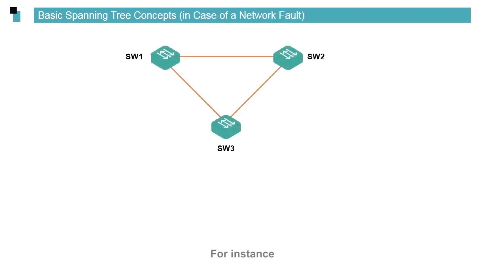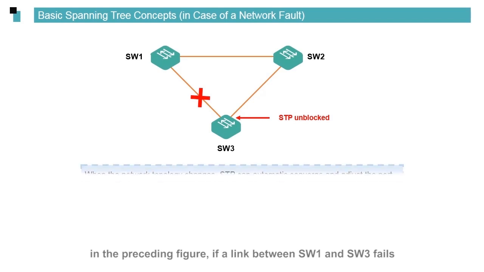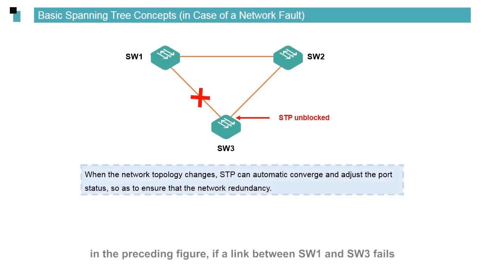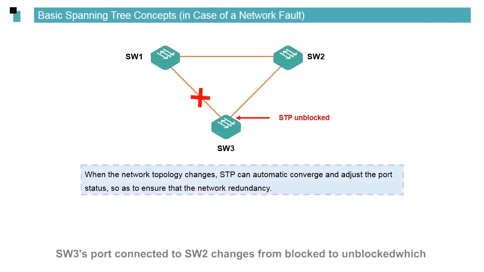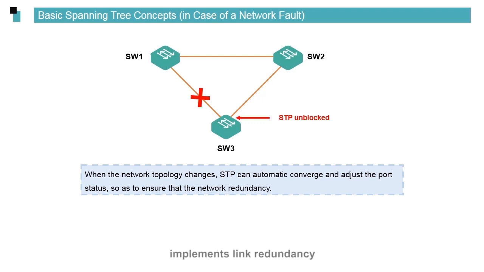For instance, in the preceding figure, if a link between SW1 and SW3 fails, SW3's port connected to SW2 changes from blocked to unblocked, which implements link redundancy.